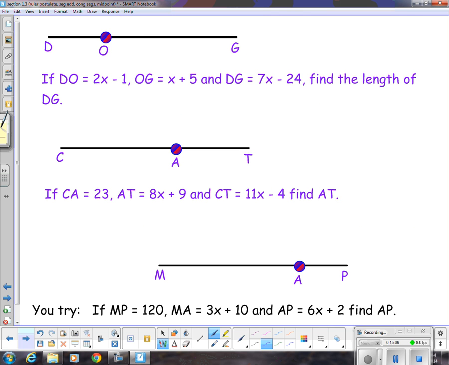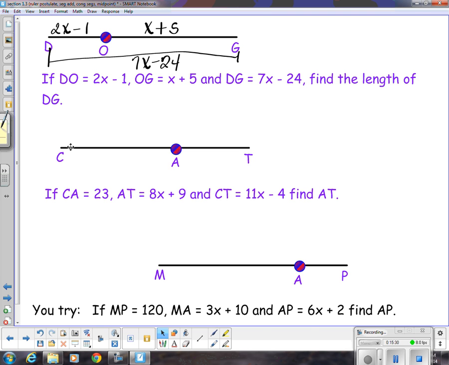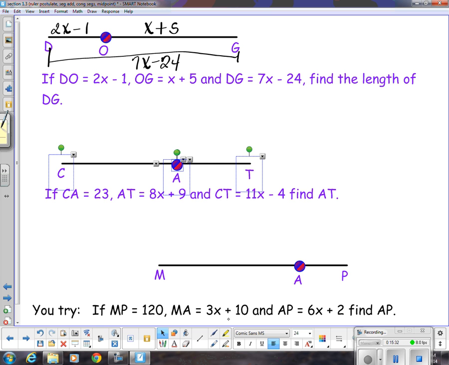Let's try another one. So they're telling us now that DO, draw a diagram on your paper when you're doing this for homework, DO is 2x minus 1, because it's great to write it on the diagram. OG is x plus 5. And now they're telling us the distance from D all the way over to G is 7x minus 24. So what kind of equation are we going to be able to write for this?